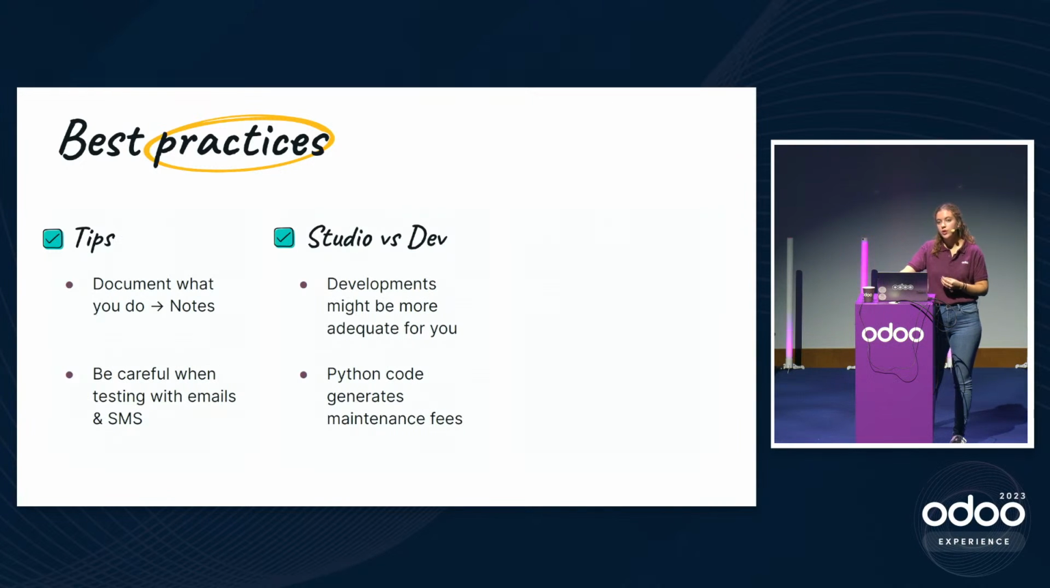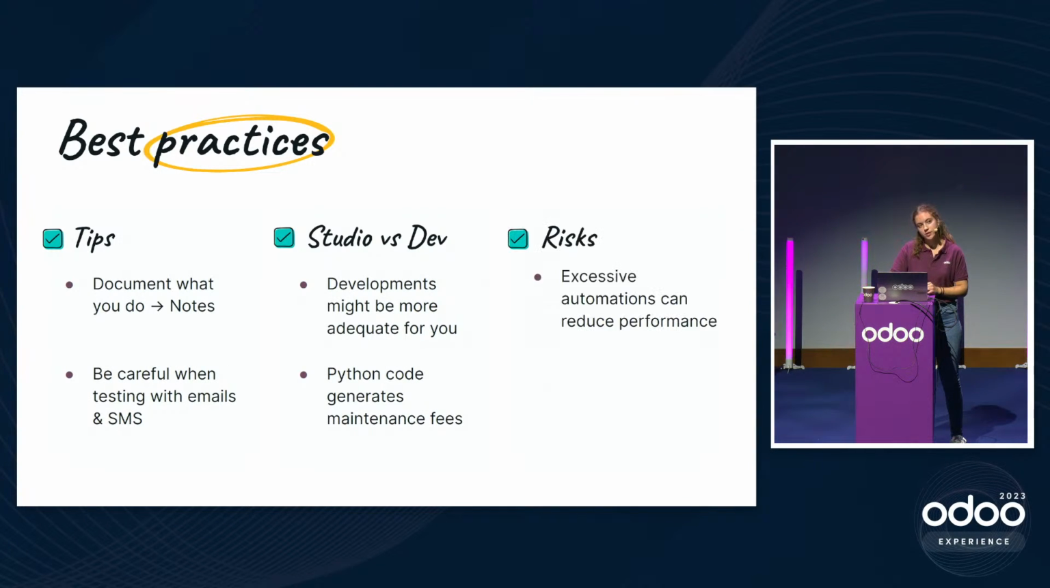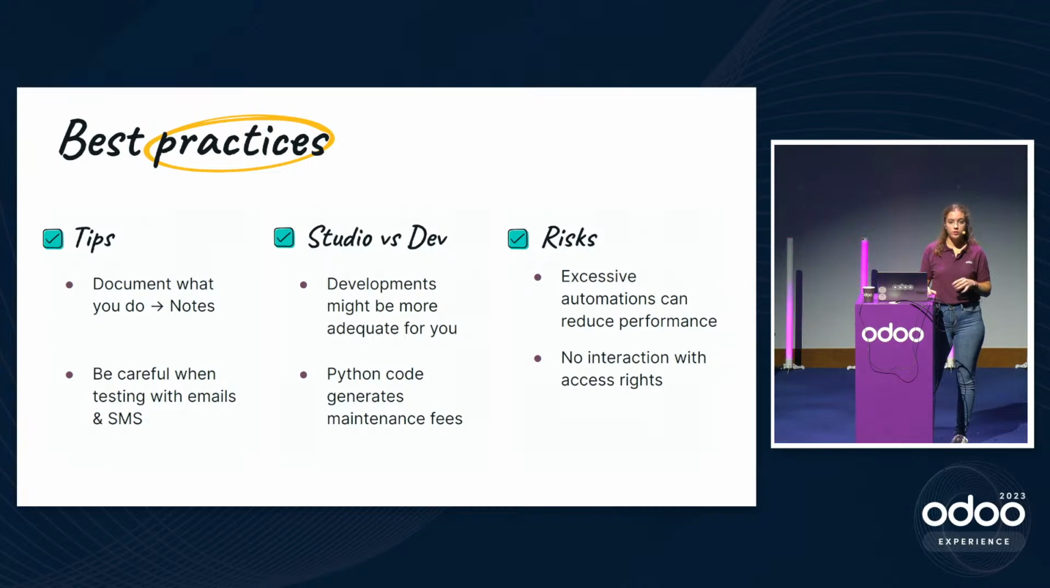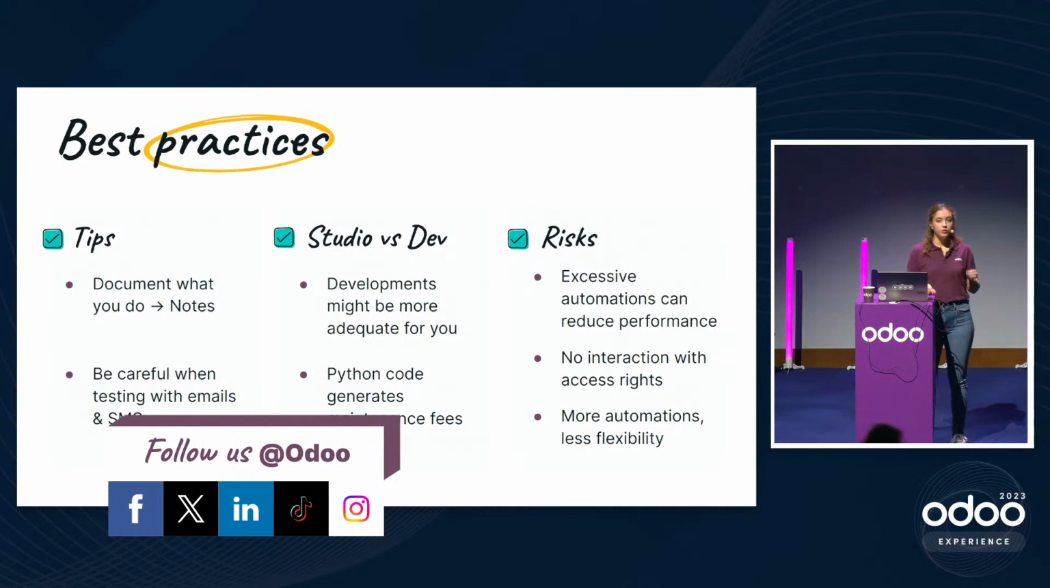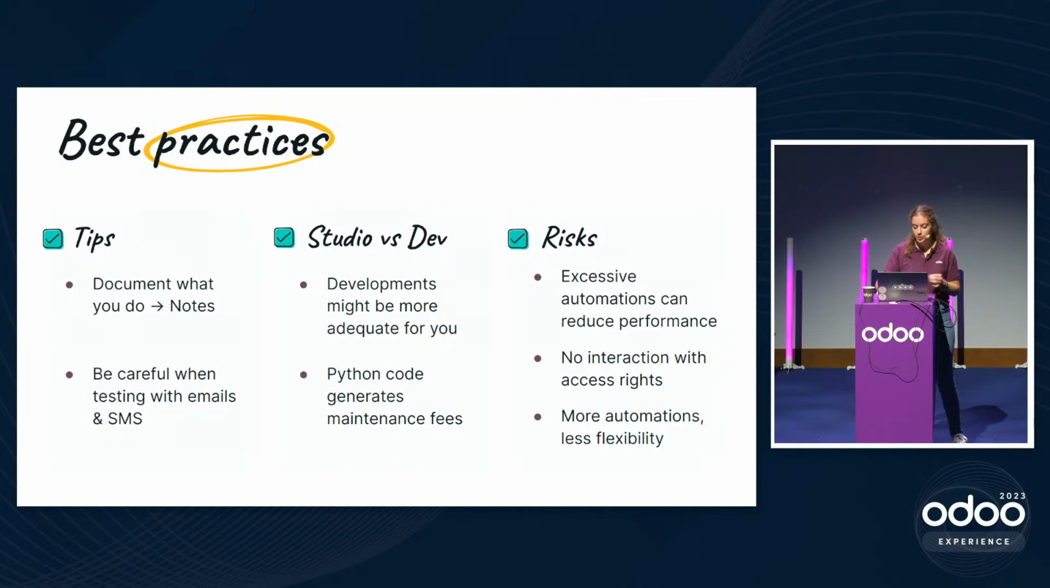And finally, there are a few risks in configuring automated action. If you have too many of them, the performance of your database might be impacted. The same is true for your domain. The shorter it is, the more performant your action will be. Also, automated rules ignore access rights. So if a user doesn't have access to a specific field, but the automated action is to update that field, it will still be updated even though the user doesn't have access to it. And finally, and more importantly, remember that the more automation you have, the less flexibility you have in your database. So keep it simple.